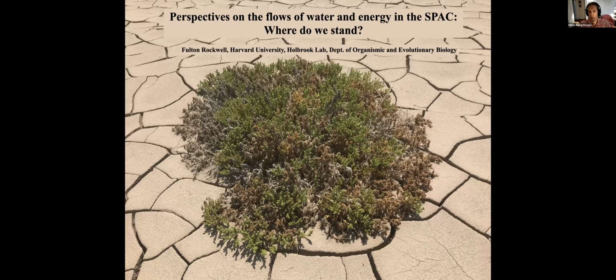Okay, so I'm talking about perspectives on the flows of water and energy in the SPAC, the soil, plant, air continuum. And the question I'm asking is, where do we stand? You can think about that question in two ways. One is the current state of the field: what do we know, what do we not know, what do we want to know? The other is a more methodological, even philosophical question: where do we locate ourselves in the system to observe the phenomenon that we want to observe? I'm going to try to illustrate that with an example.